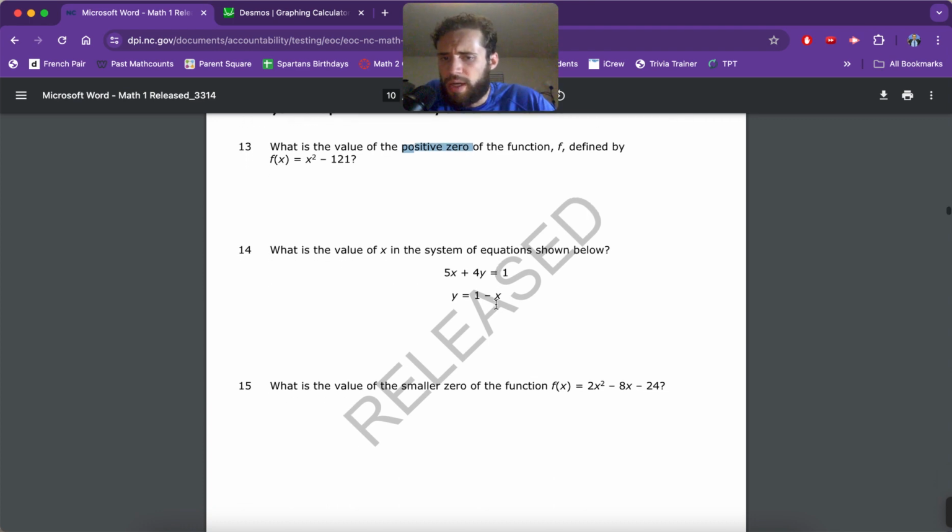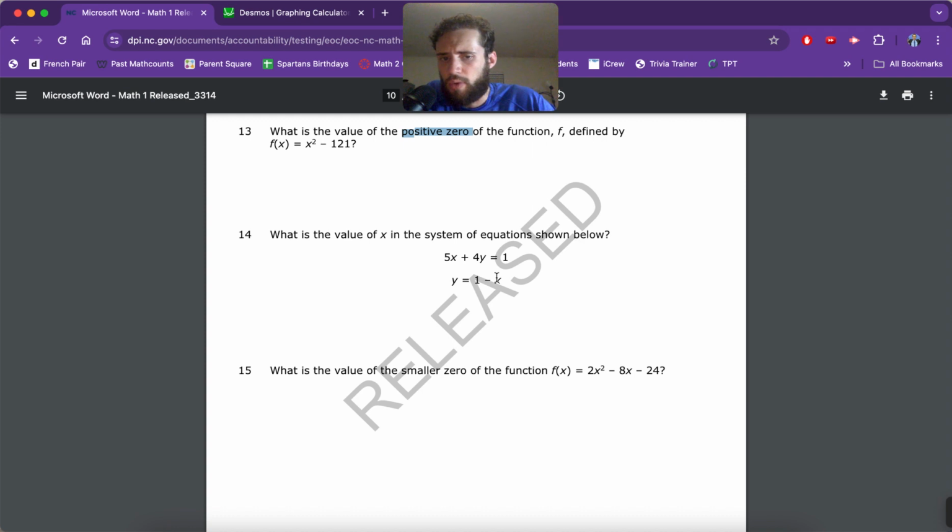All right, next we have: what is the value of x in the system of equations below? This one you just do substitution. You could do elimination if you really don't feel comfortable with substitution, but it's way easier because they give you y alone. So just put this 1 minus x in place of the y, right? You're just substituting something equal to y, which is 1 minus x, in place of the y. And put it in parentheses because you have to multiply 4 by the entire thing.